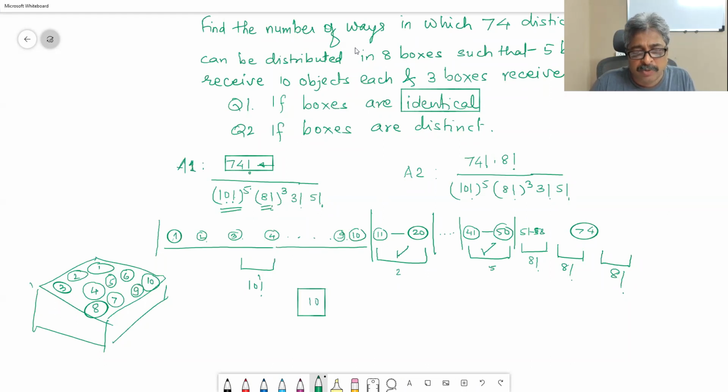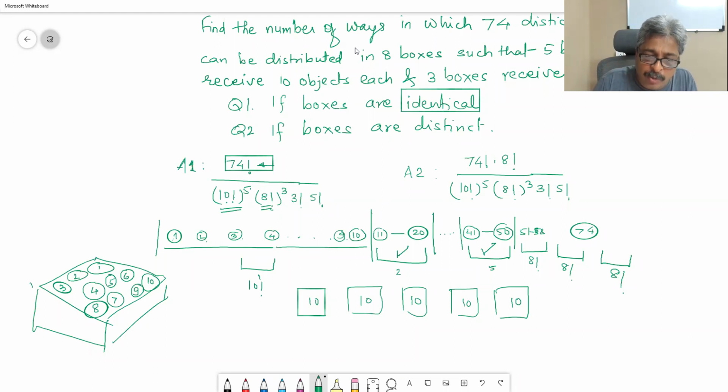This is a 10-object box, this is a 10-object box, this is a 10-object box, this is a 10-object box, and this is a 10-object box. They are now distinct because the first box will have 1 to 10, the second box will have 11 to 20. Therefore these boxes are identical, but they carry different objects.